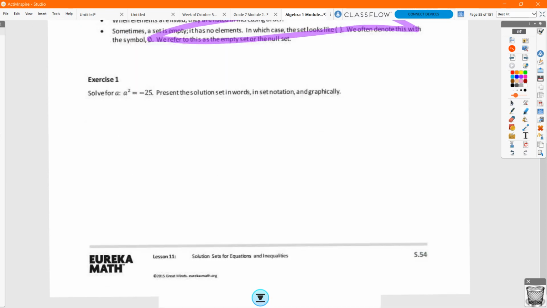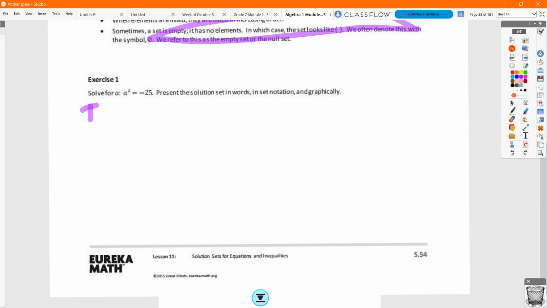Now, see, we've already solved this. Oh, no, we have not. Solve for a. a squared equals a negative 25. Present the solution set in words, in set notation, and graphically. a squared equals a negative 25. Is there any value that we can square that will give us a negative? There's not. Negative 5 we already know is a positive 25. There is no value.